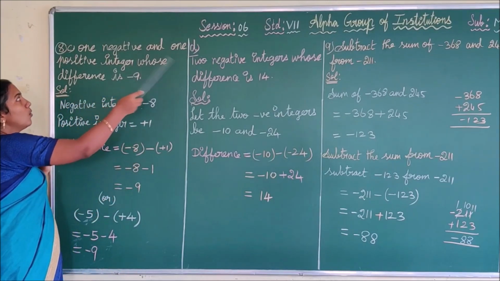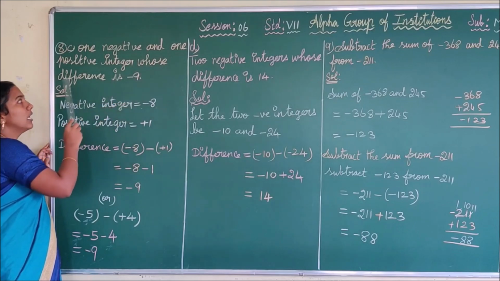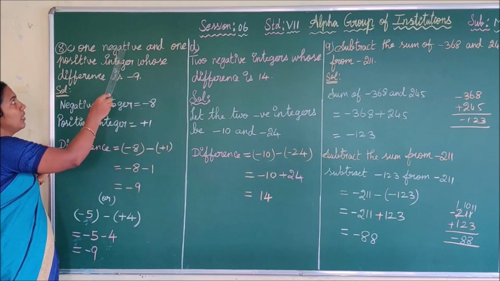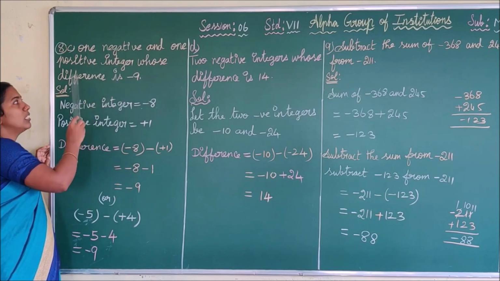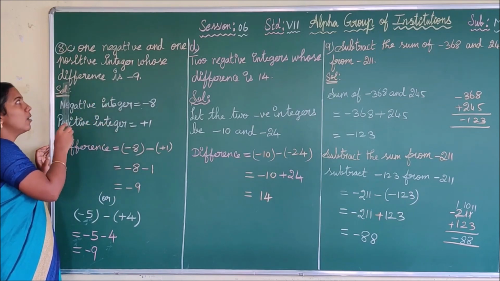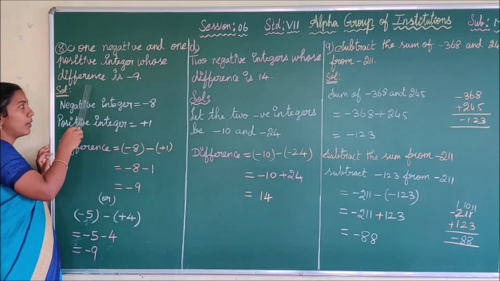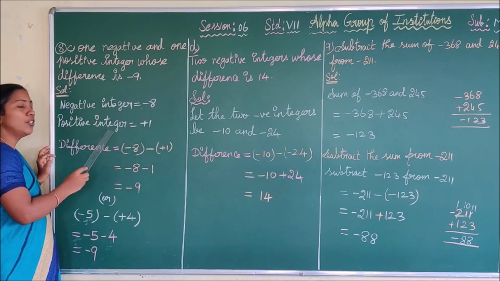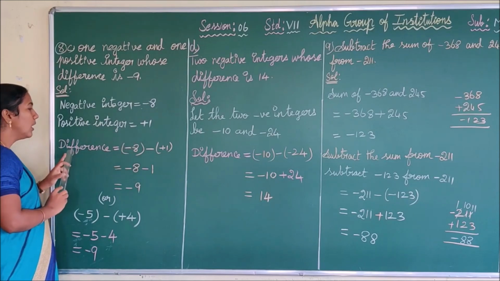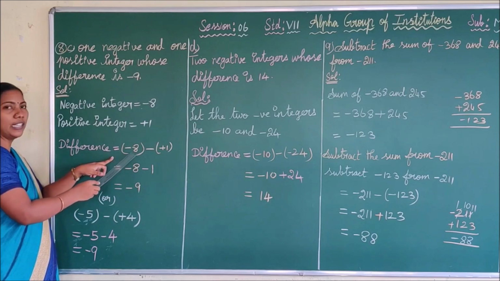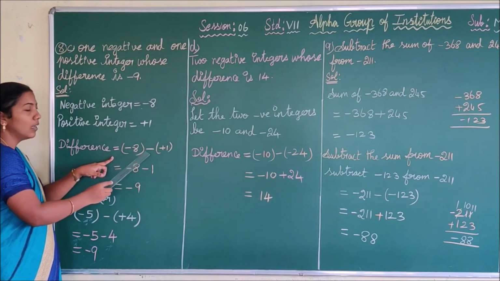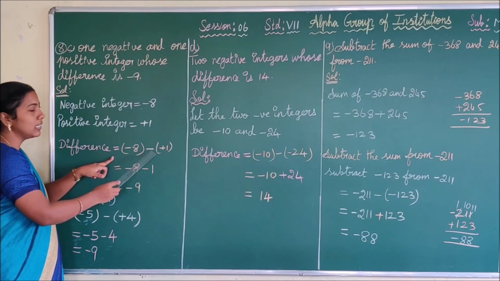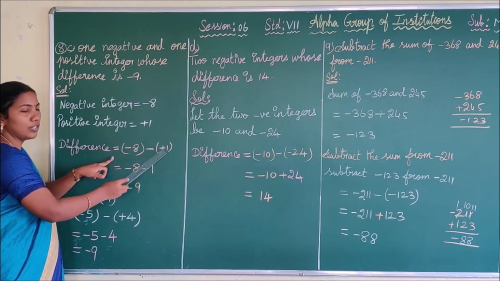Next we are going to see 8th sum, subdivision C. One negative and one positive integer whose difference is minus 9. That is, you have to find one negative integer and one positive integer whose difference is minus 9. What is the operation for difference, children? Yes, subtraction. Let the negative integer be minus 8 and positive integer be plus 1. So, difference equal to, first you have to write the negative integer, that is minus 8, minus, difference. So you have to put the operation subtraction, that is minus, and next write the positive integer plus 1.